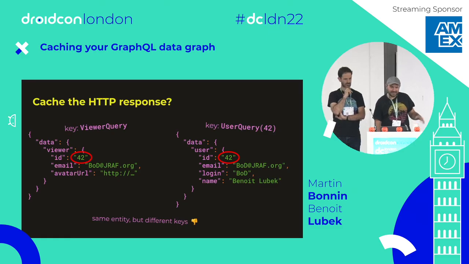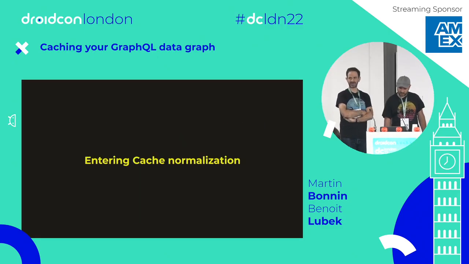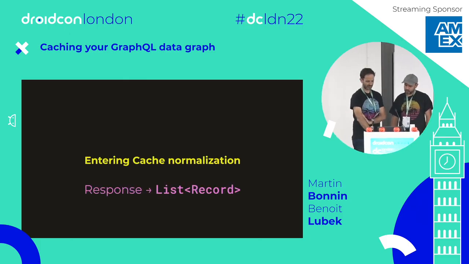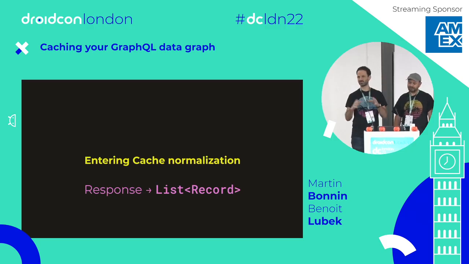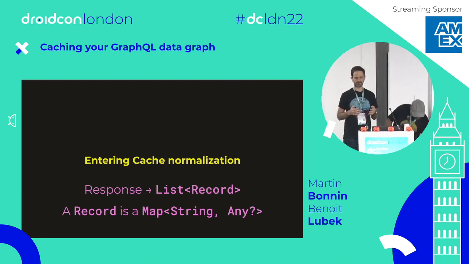So okay, we listed a bunch of things that don't really work well with GraphQL. So now let's look at what does work with GraphQL. The solution we found that works well is to do cache normalization. So again, that's a very formal word to say we transform the response into a list of records. And the record, you can really think of it as a list of properties. It's a map keyed by a string.